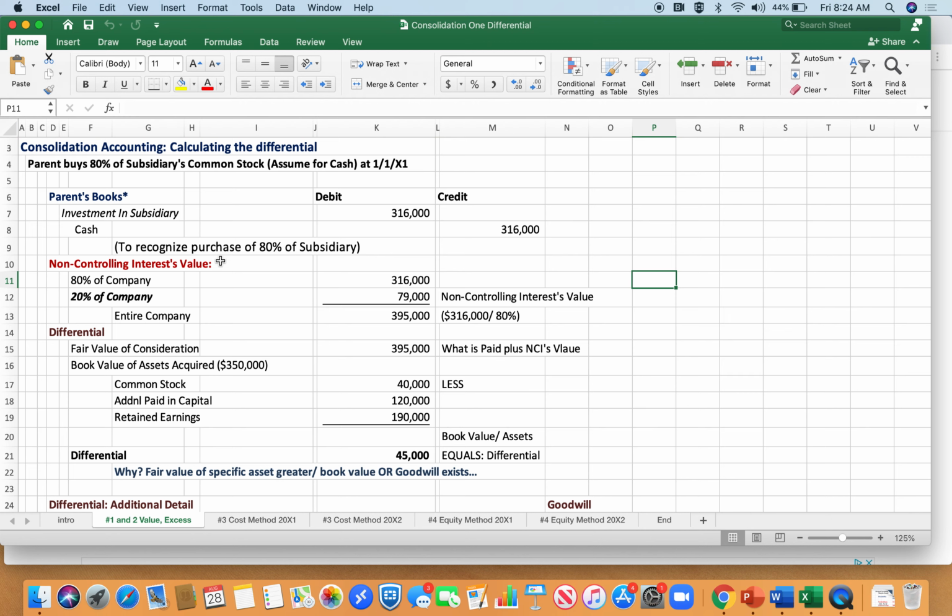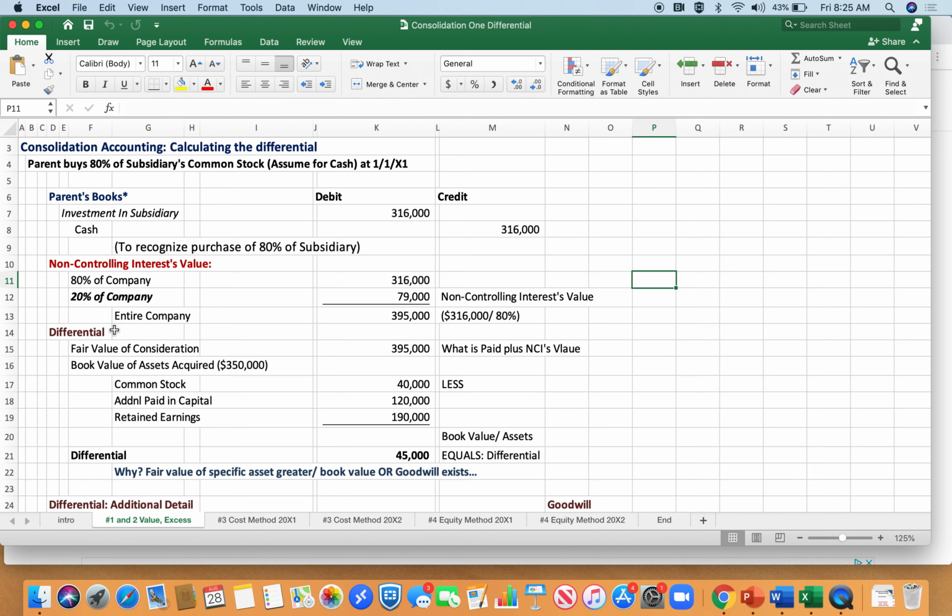So what is the value of the non-controlling interest, which is the other 20% of the company? Well, we can back into it, because if we take the 80% paid by the parent, 316,000 cash paid divided by 80% that was purchased, we back into a value of the entire company being 395. The difference between what was paid, 316, and that hypothetical total, 395, is $79,000. That's the value of the non-controlling interest.